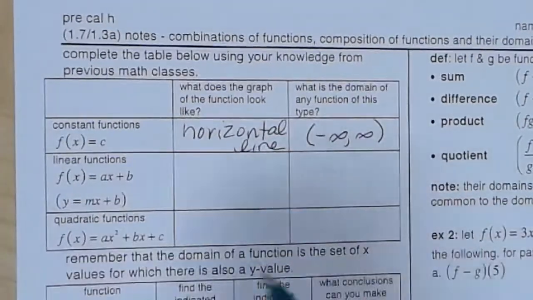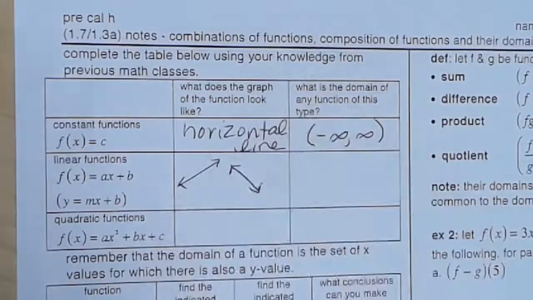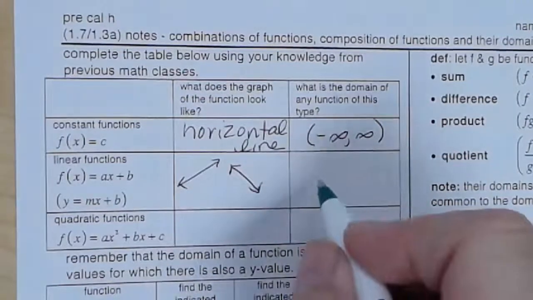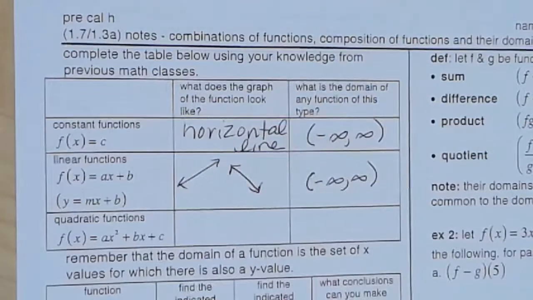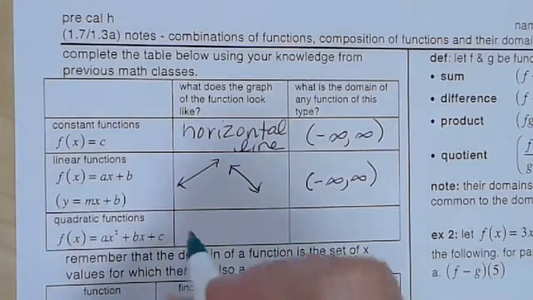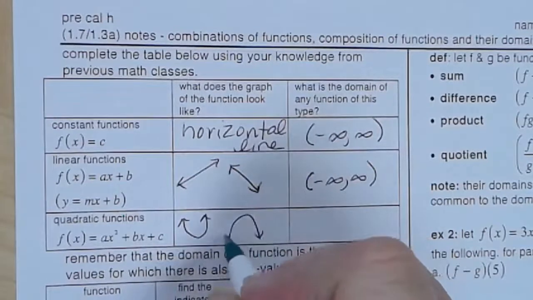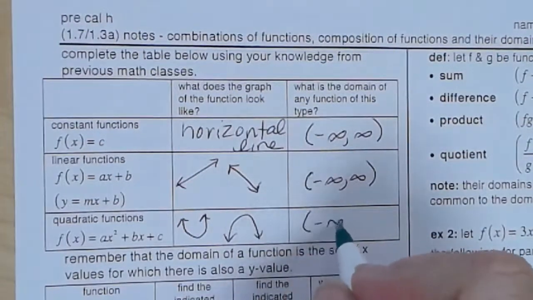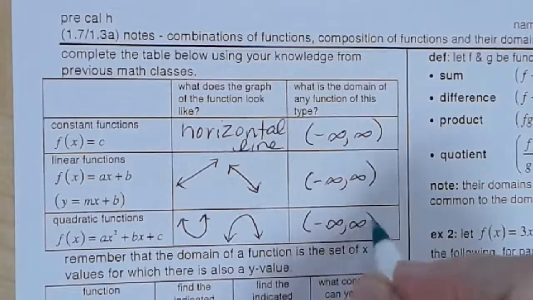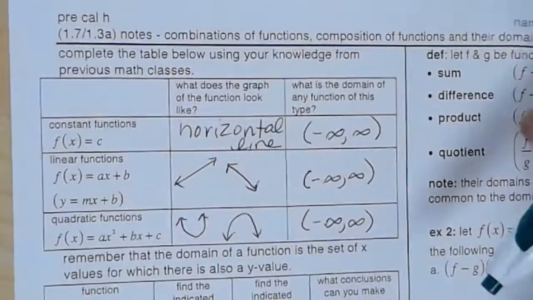A linear function's either going to go up or down. So what's the domain of this? Negative infinity to infinity. Quadratic function's either going to go up or down. Same thing. What is the domain? Negative infinity to infinity. So all of those are going to be negative infinity to infinity for the domain.